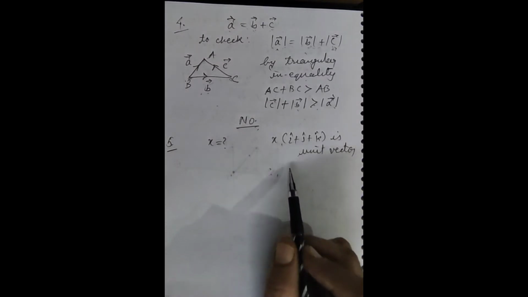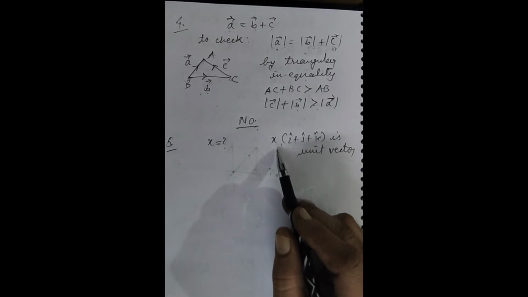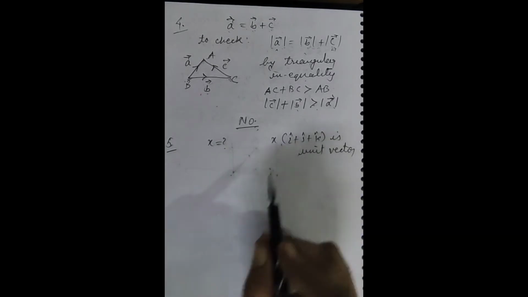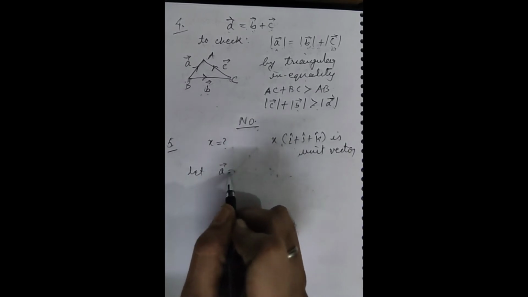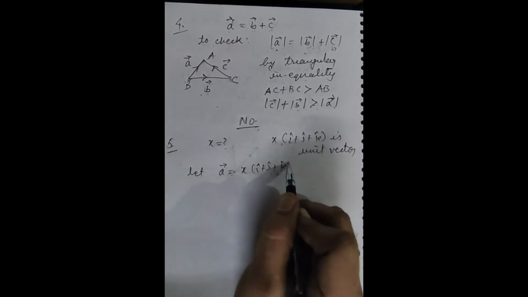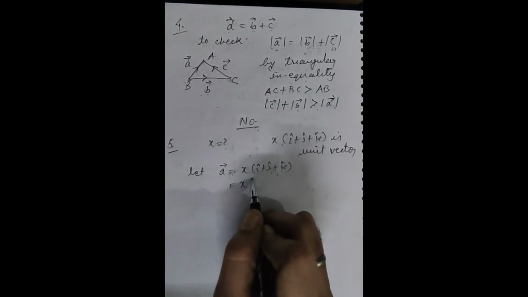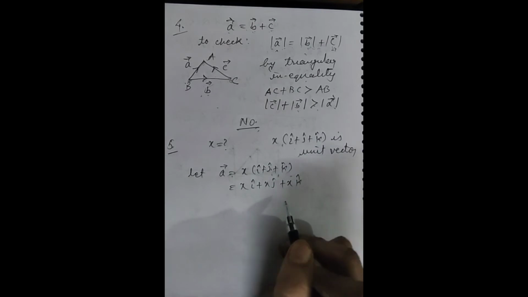Now in this question, this vector is given as a unit vector. Unit vector means its magnitude is 1. So here we require the value of x. This vector, let's suppose, is A. This can be written as xi, xj, xk.